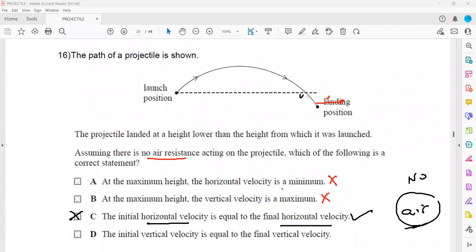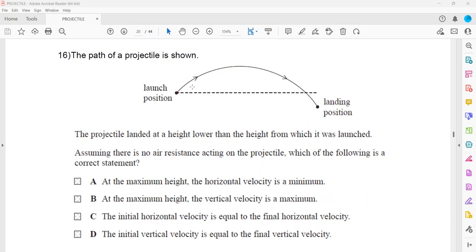If this was a figure, then this last statement will be true, that the initial vertical velocity is equal to the final vertical, but in negative, opposite. If the initial vertical is say plus 10, the final vertical will be minus 10. Directions will be opposite, but the magnitude will be the same if it lands at the same level. So in this case, C will be the right answer.